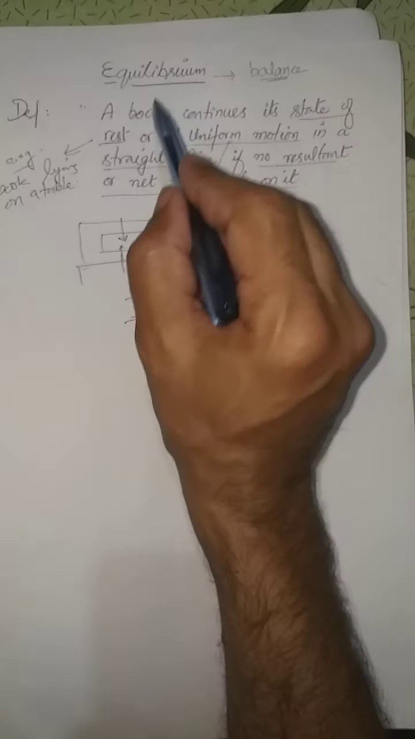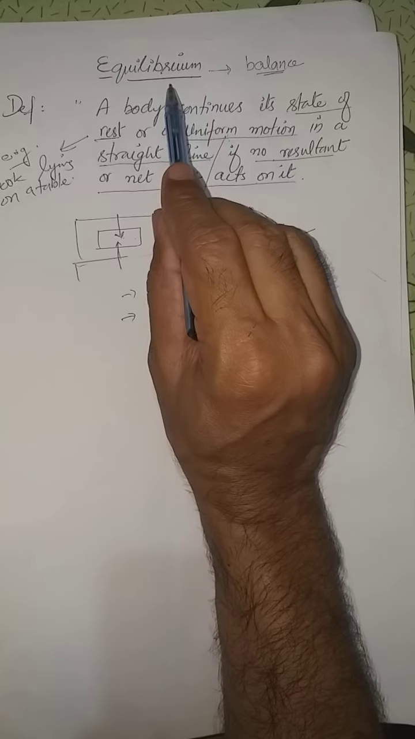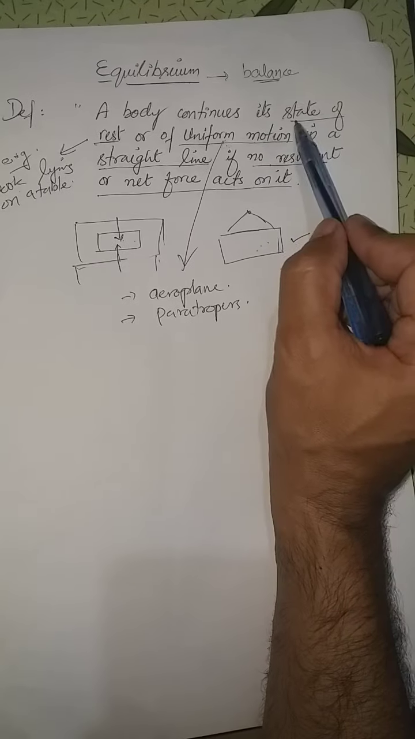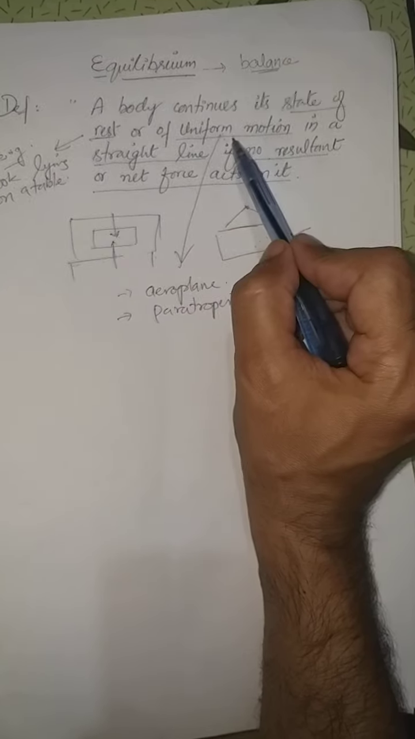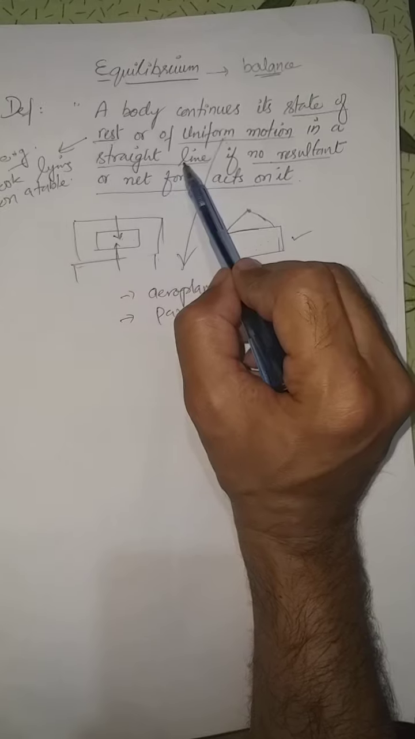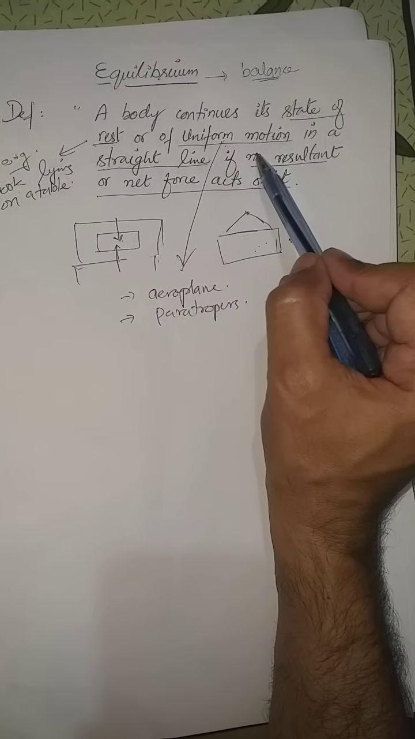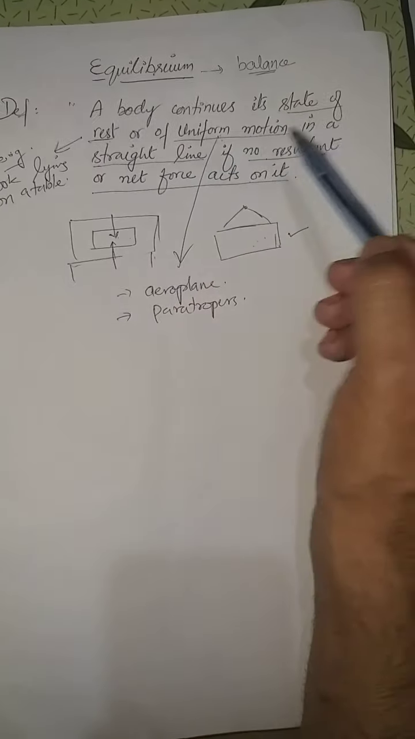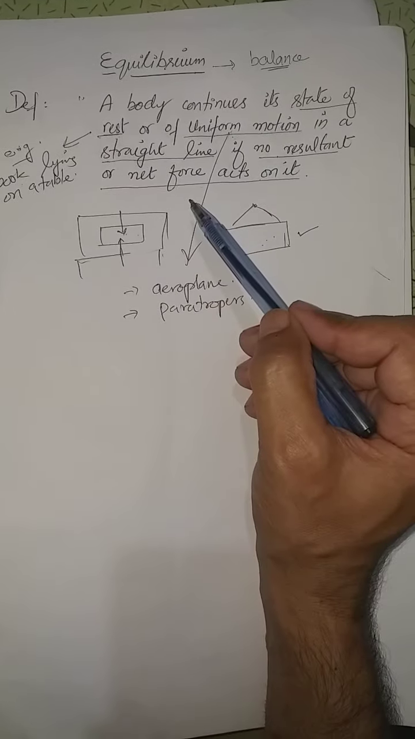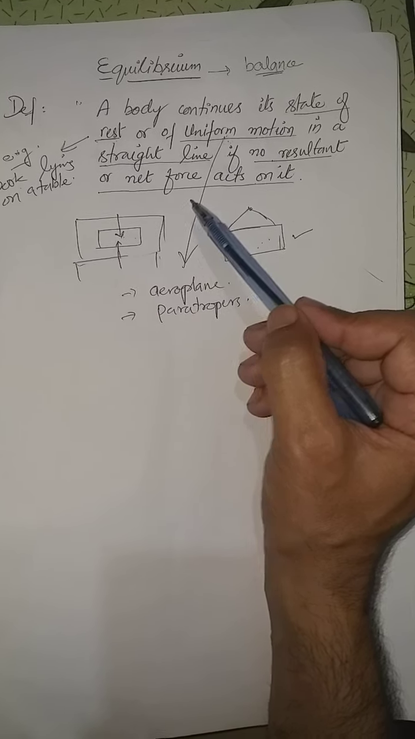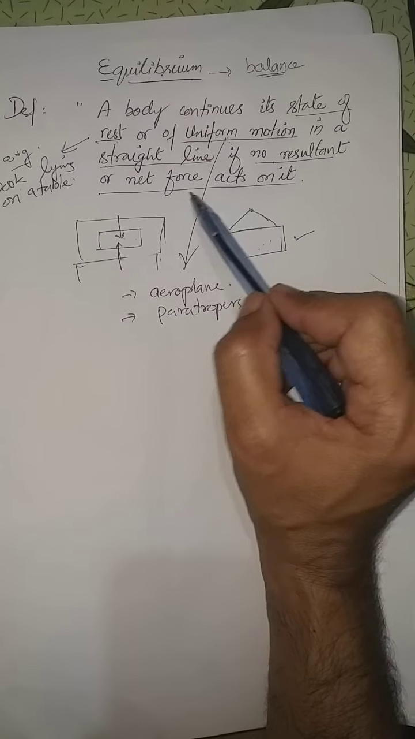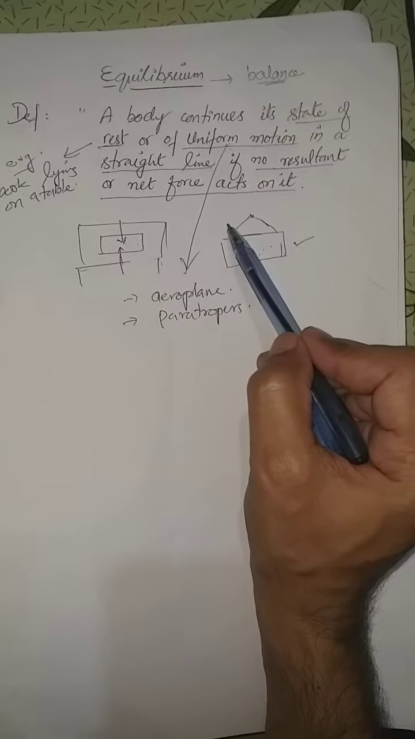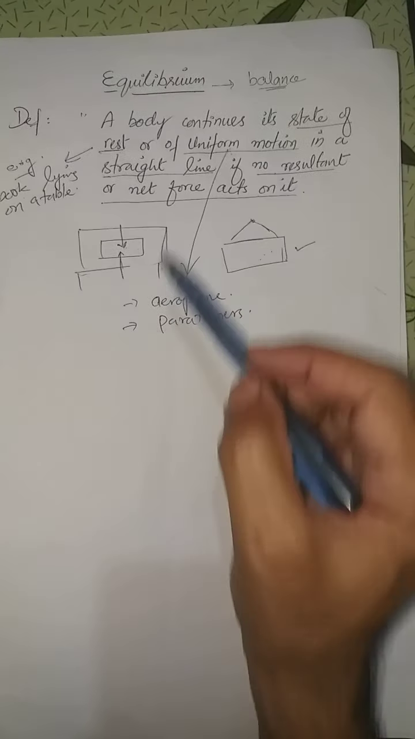So this is the definition of equilibrium, that a body continues its state of rest or of uniform motion. It means it will not change its state of rest, and if the body is moving in a straight line with uniform motion, then this state of uniform motion will not be changed, because all the forces which are acting on these objects will balance each other, and the forces will cancel out each other's effect. So the body will be in equilibrium. I hope you understand these examples and the definition of equilibrium.